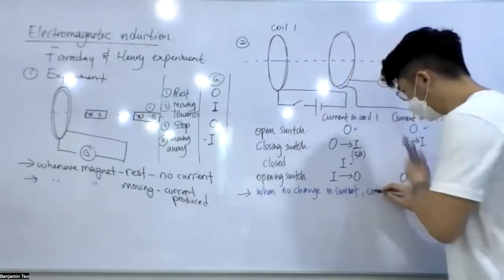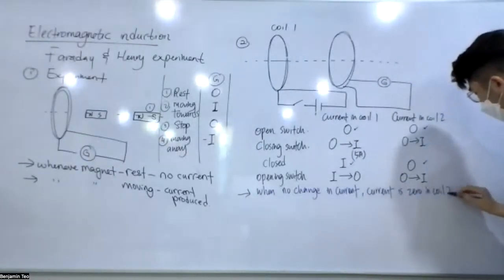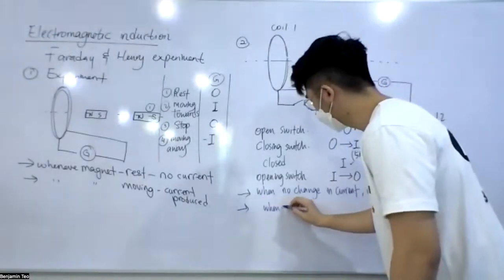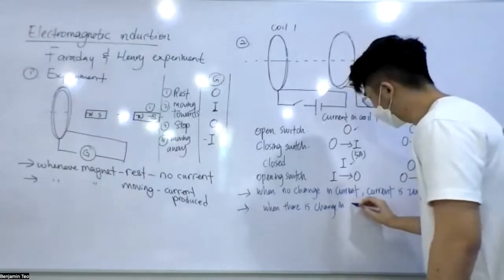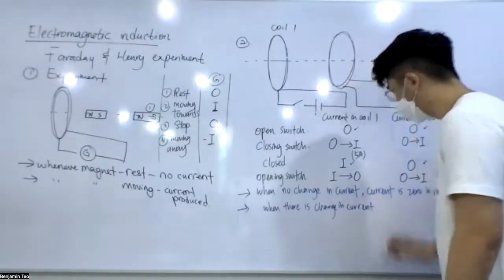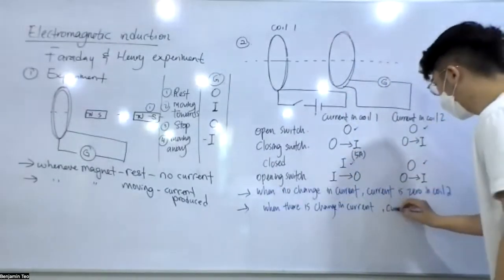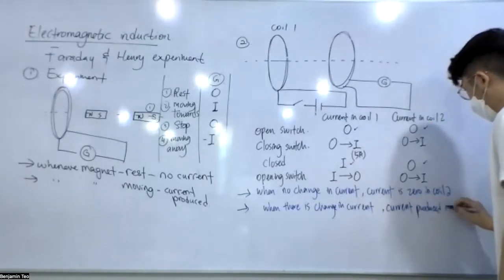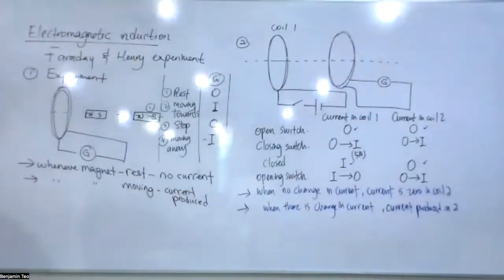current is 0 in coil number 2. When there is change in current, doesn't matter increase or decrease, as long as your current is changing, then you will see current induced in coil number 2. Okay, so that is the Faraday's and Henry's experiment.